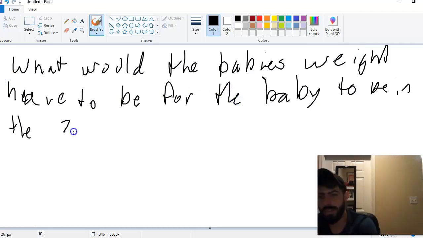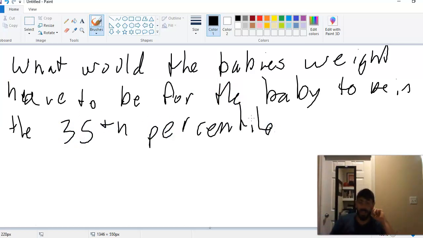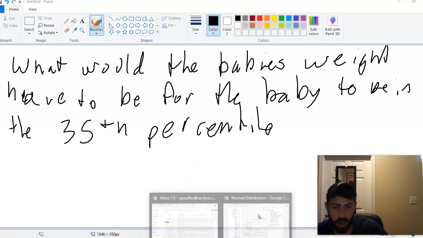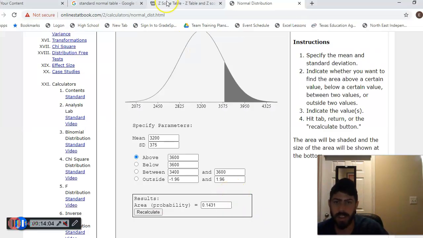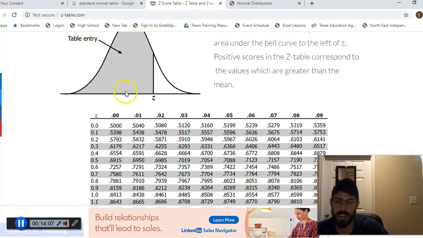For the 35th percentile. Now, just a recap of what that means. The 35th percentile means, in this context, this baby is heavier than 35% of the other babies. So, in terms of our curve that we're interested in, that means this part of the shaded area would only be 35%, so it would be less than half.